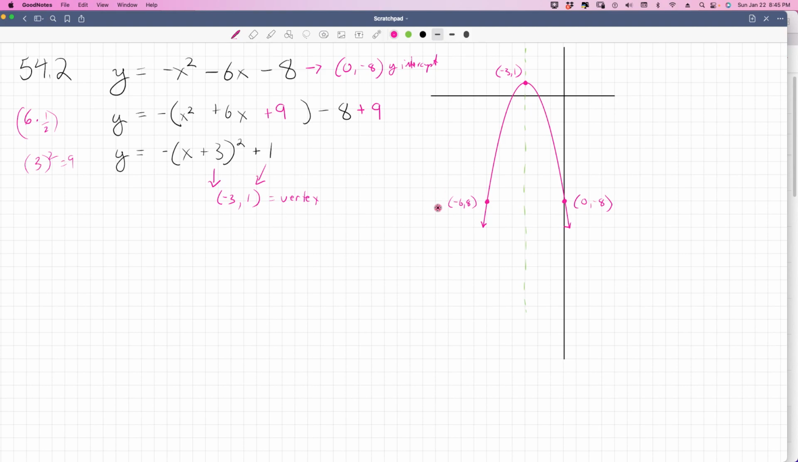All right. So that is all we have for lesson 54. We were just reviewing how to do the parabolas and reminding ourselves we did these towards the latter end of Algebra 2. We're just refreshing our memory. That's all lesson 54 was about.